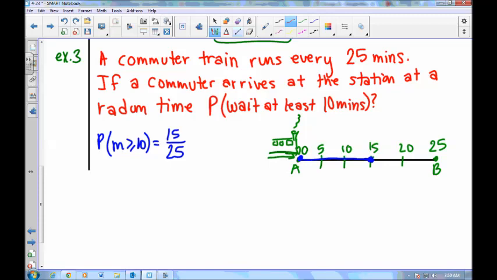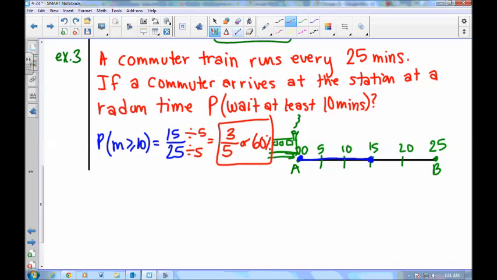Okay, Christian, would this simplify? They're both multiples of 5. Is there a number that divides into 15 and 25? Yeah. What is 15 divided by 5? And 25 divided by 5? Yeah, good. So, 3/5, or let's see that as a percentage so we can actually wrap our heads around what 3/5 means. 60%, thanks. So if a commuter shows up randomly, you have a 60% chance to wait at least 10 minutes.